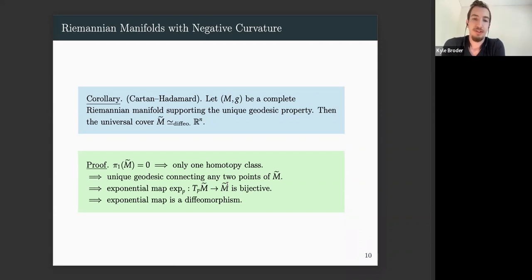But using some basic Jacobi estimates, you can show that if the exponential map happens to be bijective, then it is in fact a diffeomorphism. And so the exponential map will define a diffeomorphism from R^n onto the universal cover.